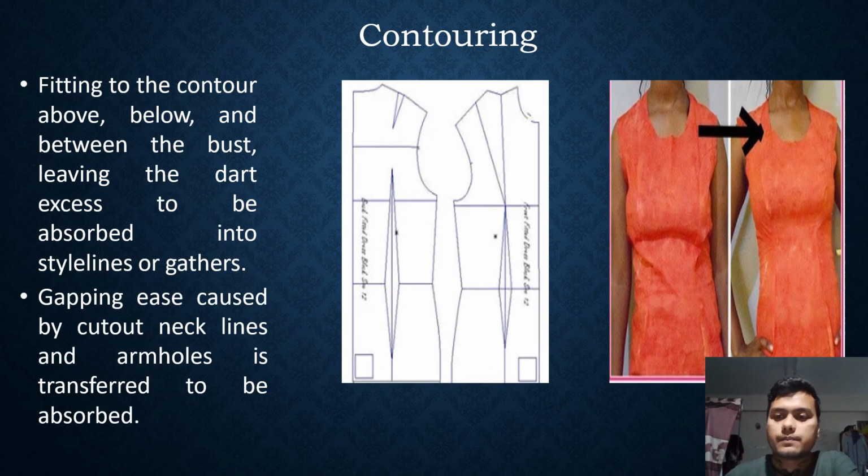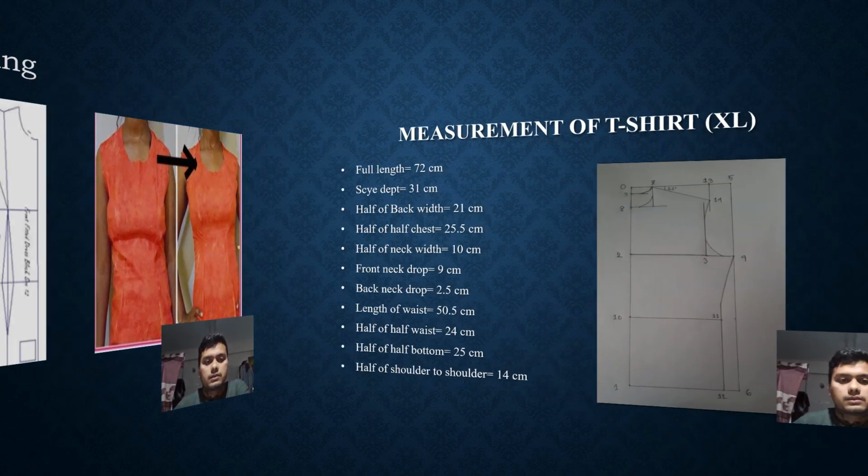The third one is contouring. This is another way to provide a shape to the body. The right picture denotes after contouring, and the left denotes before contouring. So we can see here the garments after contouring are fitted very well with the body, and the garments before contouring are not fitted well. So this is contouring.